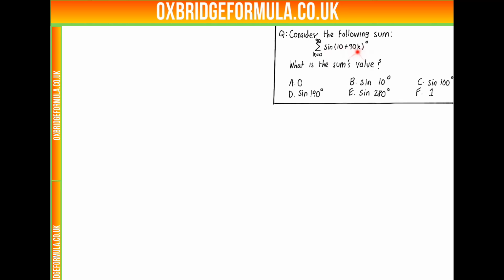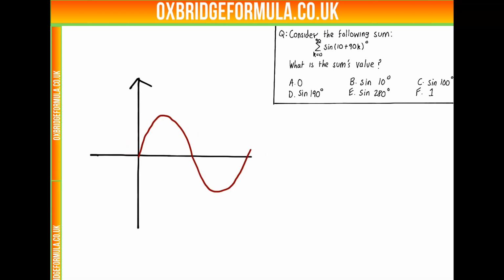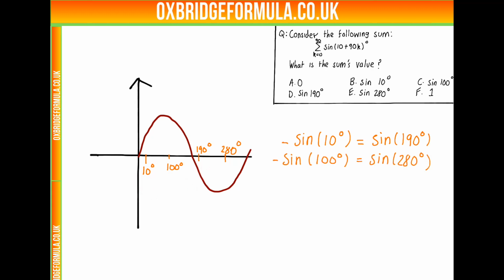So let's sketch the sine curve and it might remind us of some identities or tricks we might be able to use. So here's our sine curve, and let's look at when k is 0, 1, 2 and 3. So when k is 0 we've got sine of 10 round here, k is 1 sine of 100, k is 2 sine of 190, k is 3 sine of 280. So you can probably remember from identities, or this will jog your memory, that from here, because there's 180 between 10 and 190, we can deduce that minus sine of 10 degrees is sine of 190, and similarly minus sine of 100 is sine of 280.